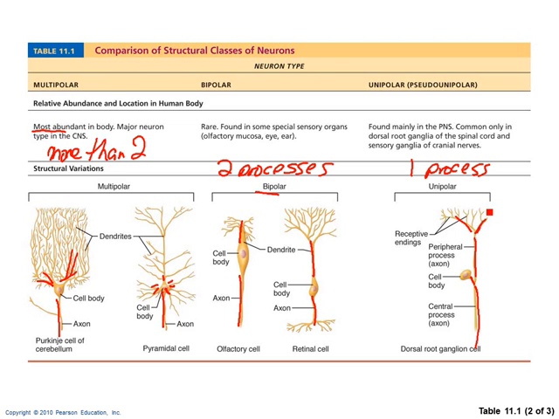These are specialized cells. You're going to find these bipolar, particularly where you have sensory organs in your smell, your olfactory, the ear, the eye, any of your special senses. A lot of times are bipolar neurons.